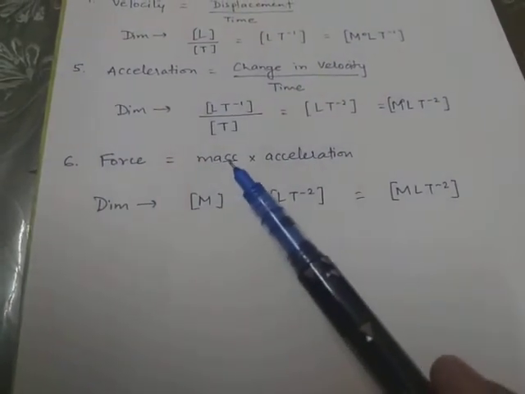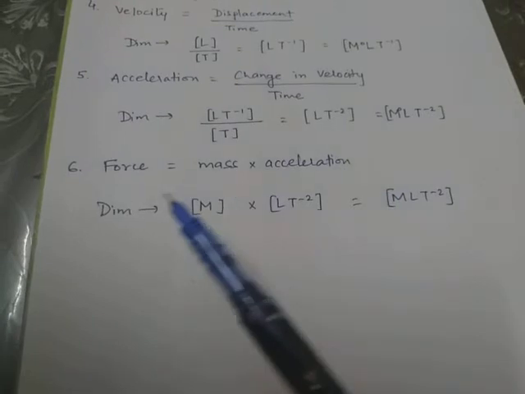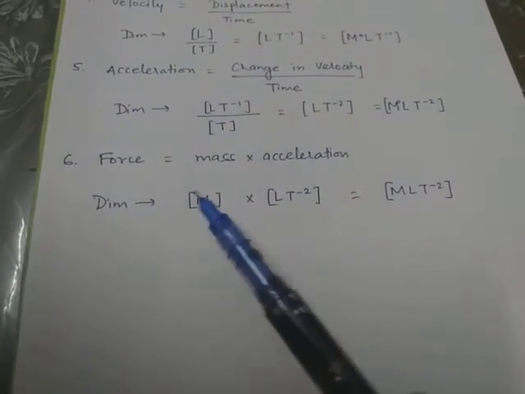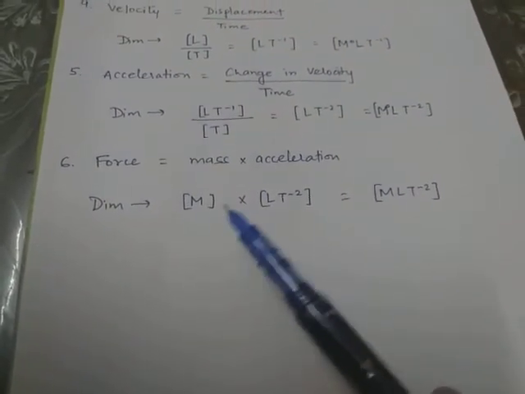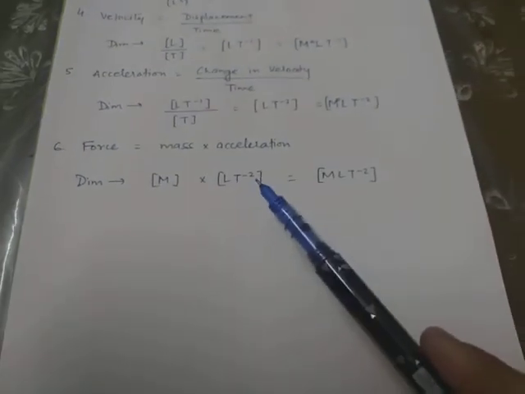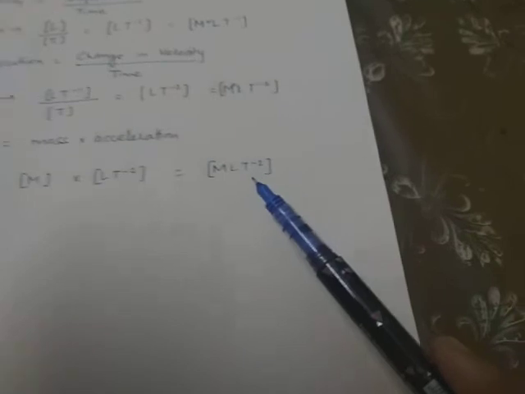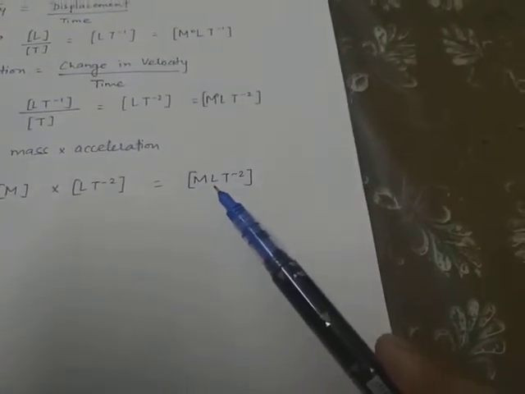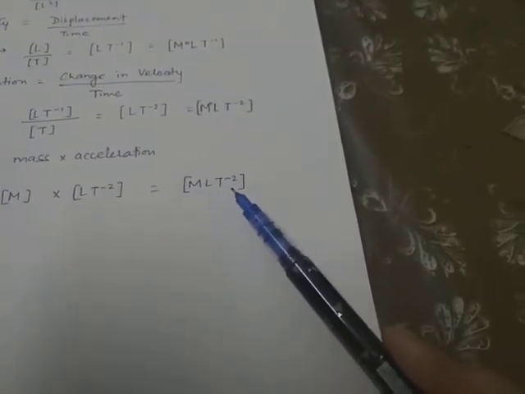Another we have force. Formula of force is mass into acceleration. Dimensions can be written as dimension of mass is M and dimension of acceleration is L T minus 2. So the dimension of force will be M L T raised to power minus 2.